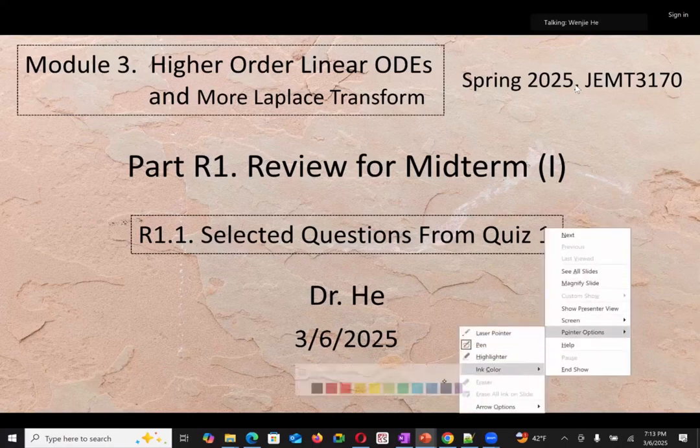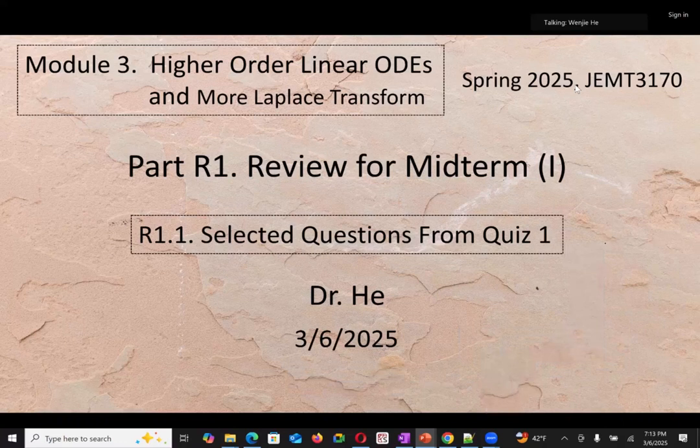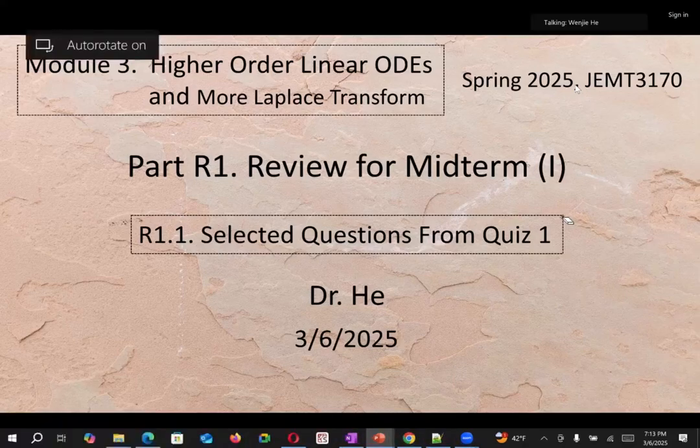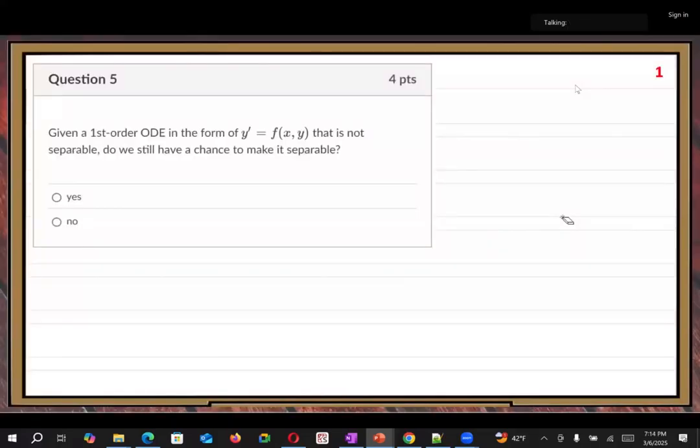Because quiz 1 is very easy. So even I select these three, these three also pretty easy. I hope you did well on quiz 1. Number 5. So this is a simple question.